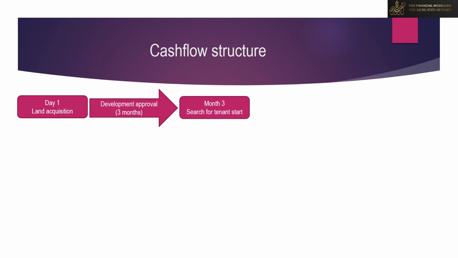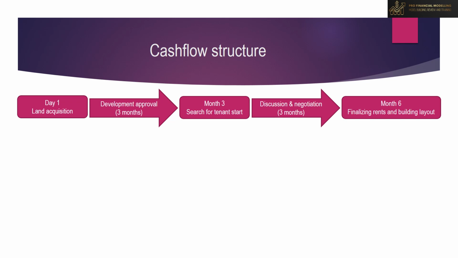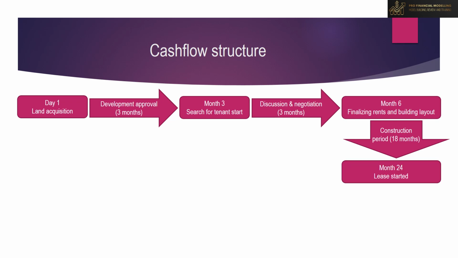After the approvals are received, the owner will start his search for potential tenants. It takes around 3 months to find a tenant. And once the building layout and rentals are finalized and the lease agreement is signed, the owner starts construction of the property. For this case study, the construction period is assumed as 15 months, which may vary in actual. Once the construction is completed, the lease starts.